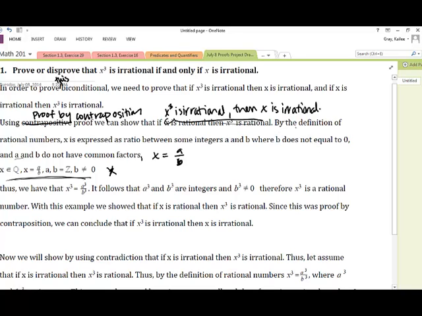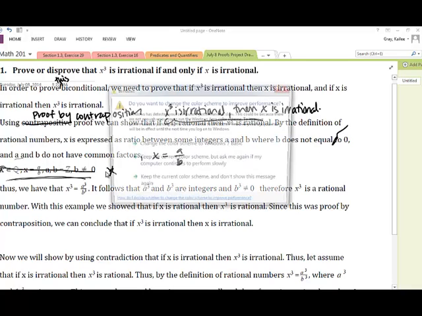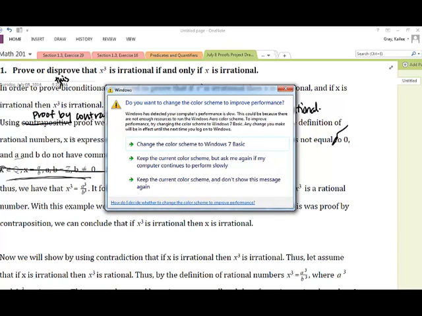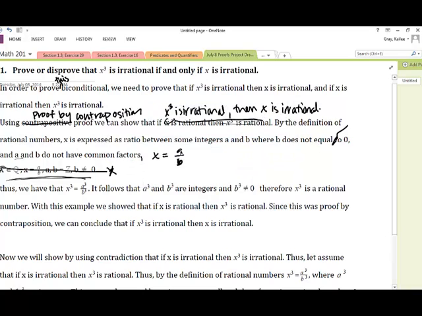So by definition of rational numbers, x is expressed as the ratio between some integers a and b, where b does not equal 0, and a and b do not have a common factor. Okay, and I think that we can remove this portion and just rewrite x as that quotient. Okay, so thus we have, let's put a period here, x cubed equals that, looks good. It follows that a cubed and b cubed are integers and b cubed is non-zero. Period, let's capitalize. Therefore x cubed is a rational number.